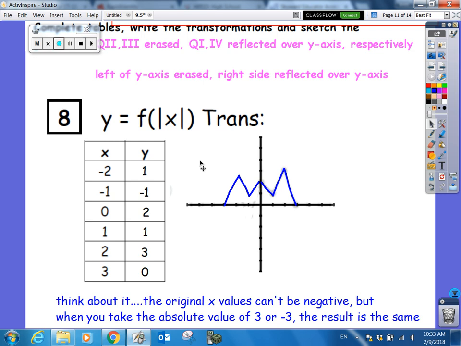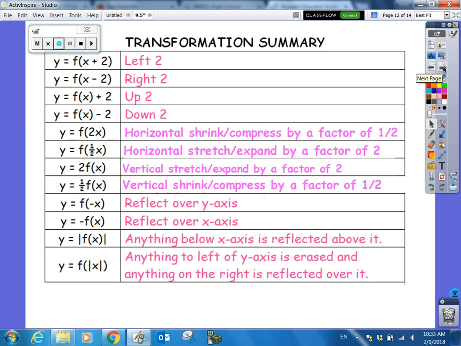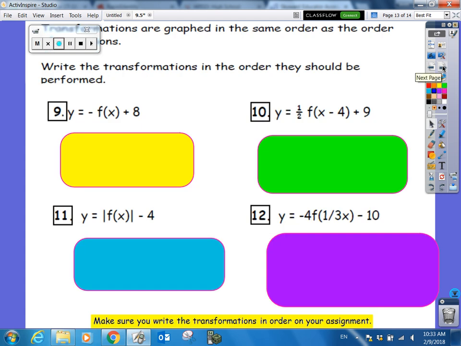All right, so that's just one transformation at a time. Again, I'll put this back up so that you can recopy it down if you haven't, or take a picture, whatever you need to do so that you can memorize that. This is just reminding you about transformations.